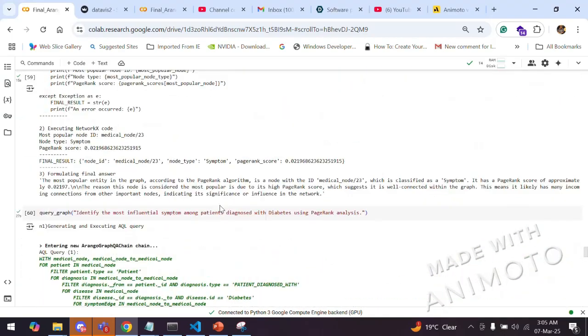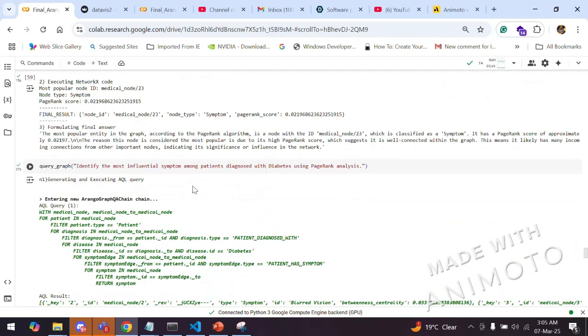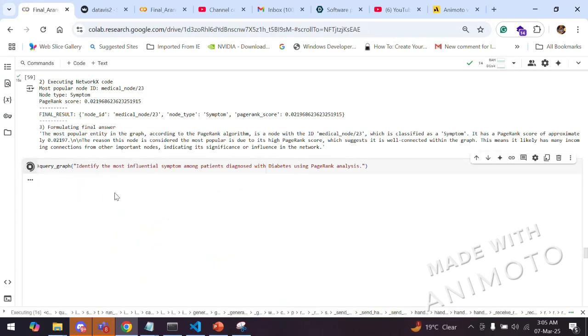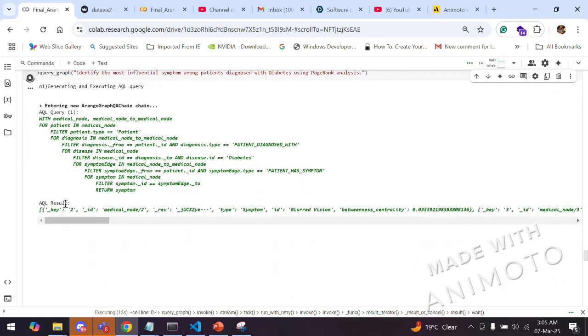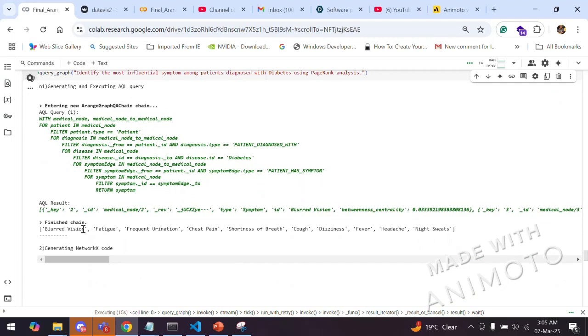So let's take a look at this query, where we identify the most influential symptoms among patients diagnosed with diabetes using PageRank analysis. Let's run through it. You'll see the information popping up. It contains all the information. It goes to the Arango graph QA chain first, generating and executing the query. Then it produces the results. Again, it finishes the chain.